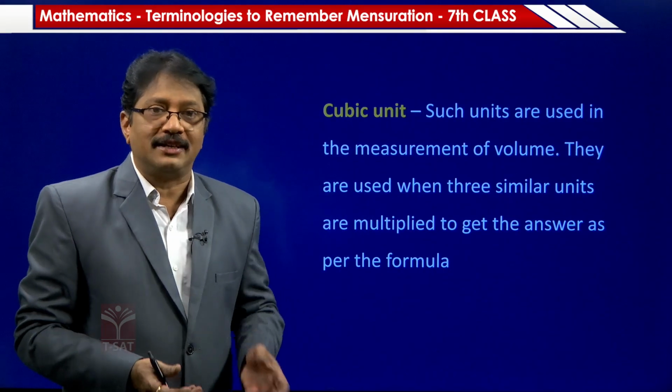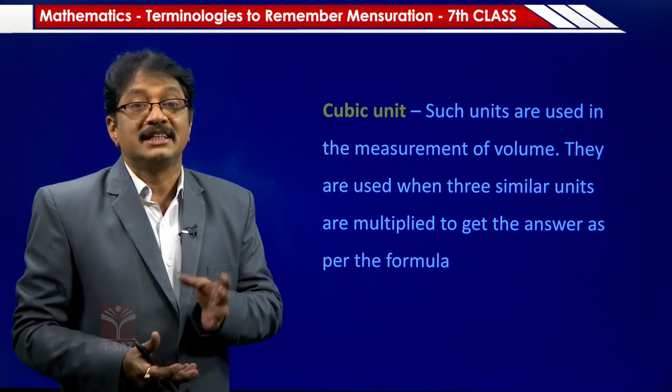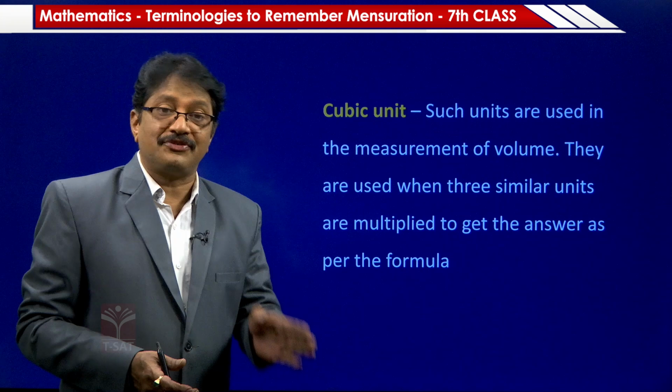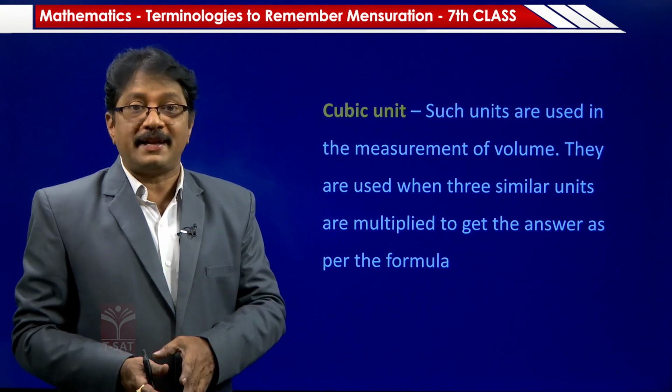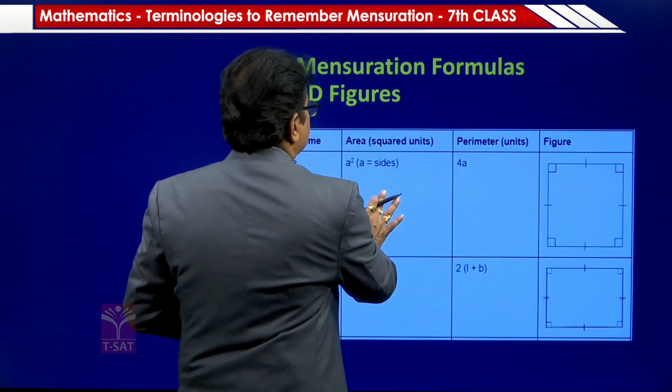When you take a cuboid, length is different, breadth is different, height is different, but all are in the same units: centimeter, centimeter, centimeter. So 3 centimeters are multiplied, which means you will get centimeter cube. That's the reason for cubic unit. Now coming to the next.